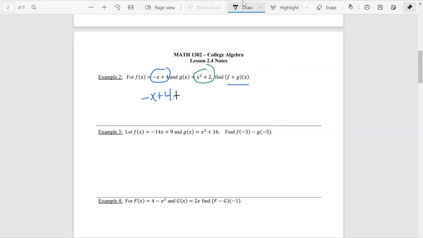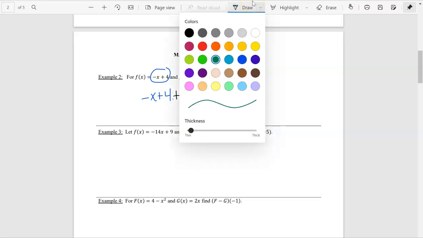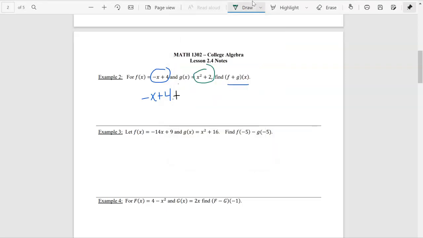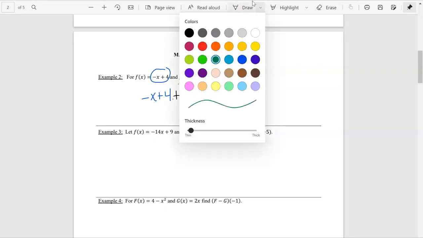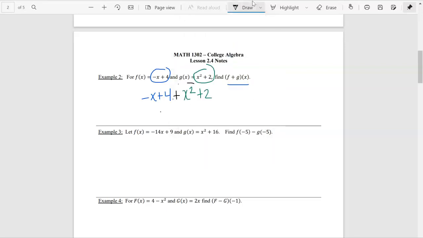And remember, we don't really need parentheses if we're adding. It's not going to change anything. If you want to put them there, that's fine. But when you need them is when you're subtracting. Okay, you're going to combine like terms if there's any like terms to combine. It looks like the highest power I have is an x squared, and I have one of those, so I've got x squared. I've got a negative x, and then this plus 4 and plus 2 could go together and get me plus 6.